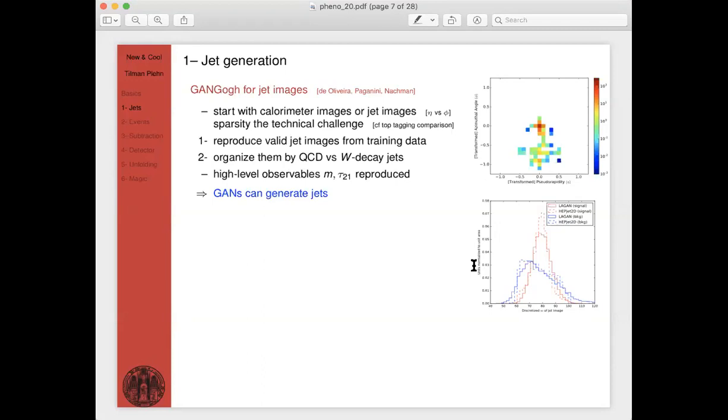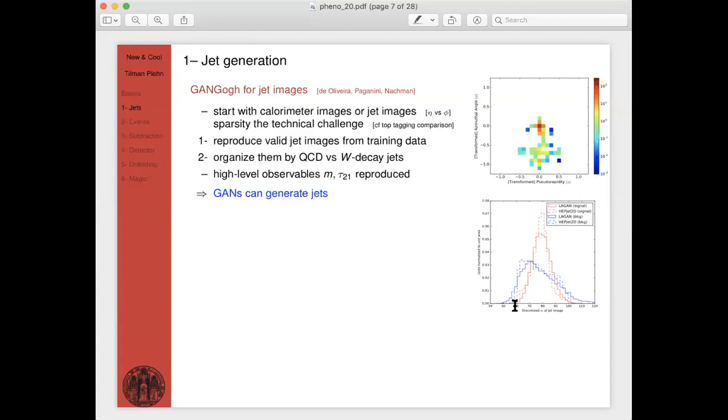I'm showing a jet image at the top. The paper is very, very detailed in trying to explain what the network learns, how it can be understood, how it can be tested, and so on. I'm skipping all that. It's extremely carefully done in that respect. One of the examples it gives is high-level observables.